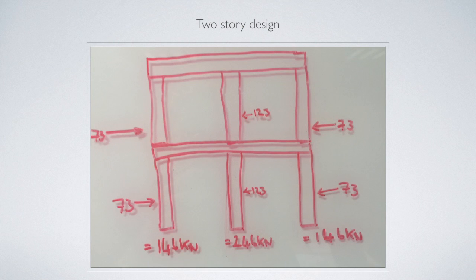Then for this section we simply added up the forces on the 3 columns at the top with the 3 columns on the bottom. We only used this method because it's the only way we knew how. We got a total of 146 kilonewtons for the 2 outer beams and 246 kilonewtons for the middle beam. This means that all columns will need to be designed to carry 246 kilonewtons.